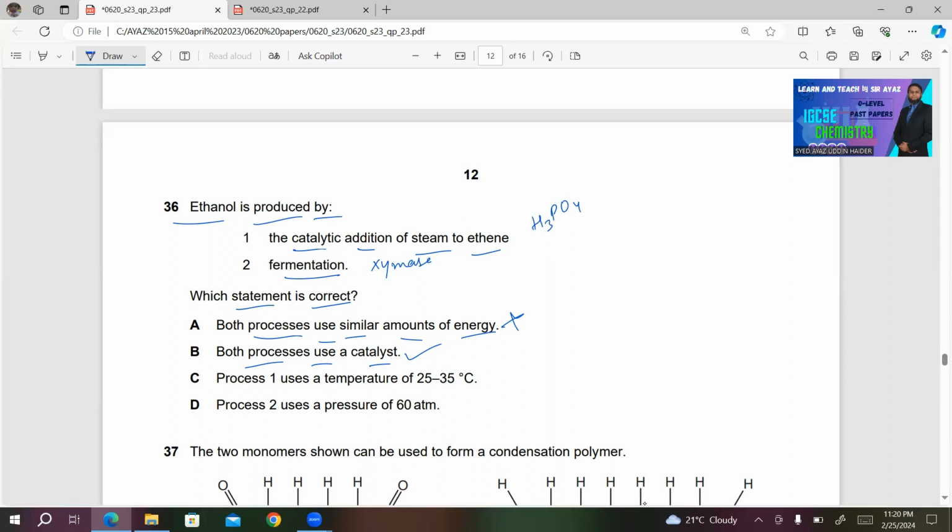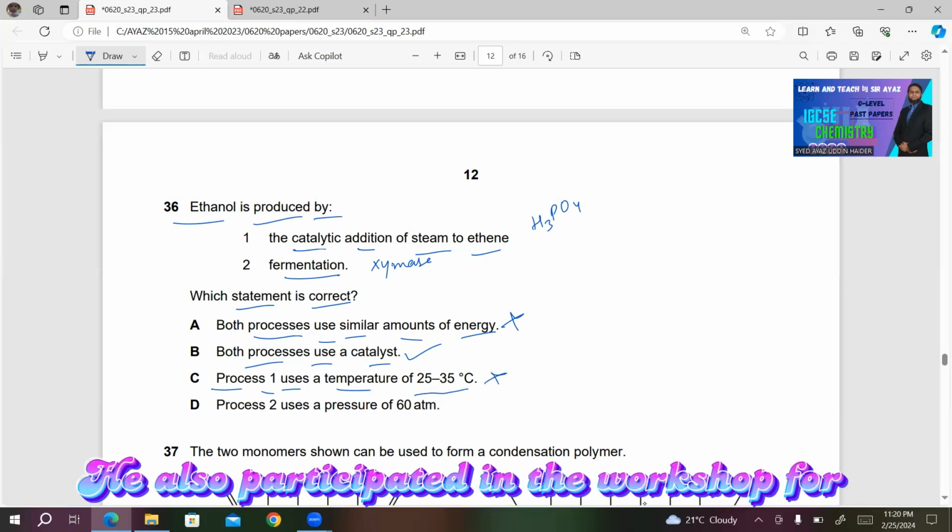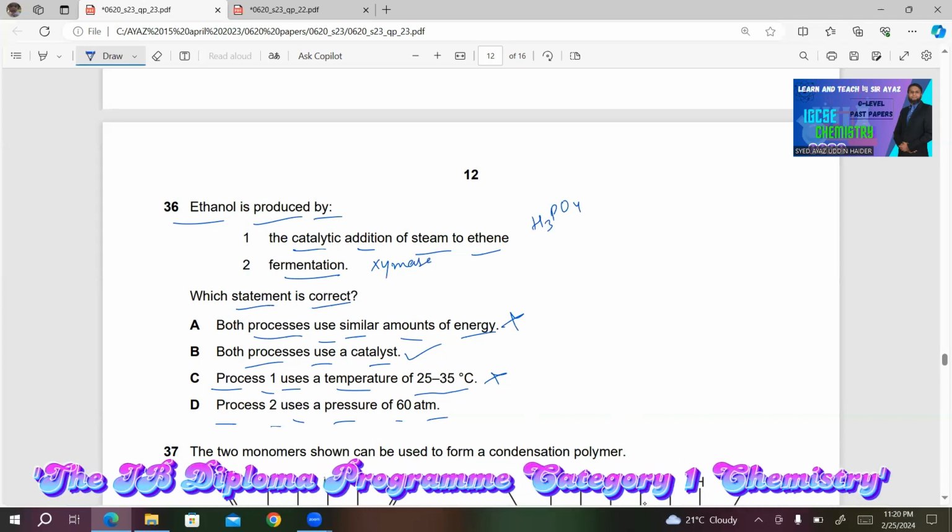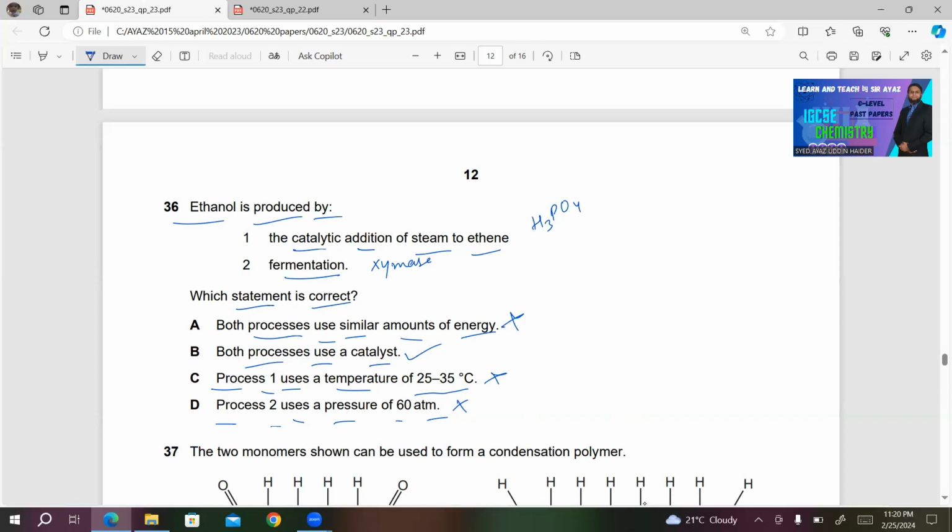Number C, process 1 uses a temperature of 25 to 35 degrees centigrade. This is incorrect. Process 1 does not need this low temperature. It needs higher temperature than this one. Process 2 uses a pressure of 60 atm. Process 2 does not require any pressure for this. There isn't any special pressure requirement for this reaction. So this is also incorrect. B will be the right answer for this question.